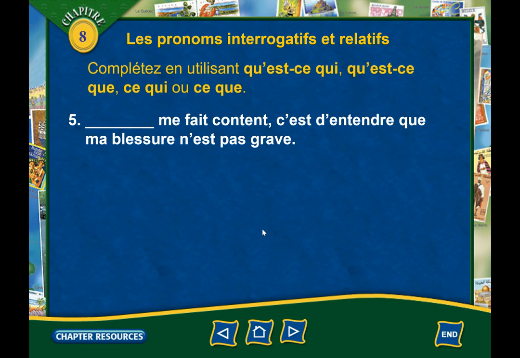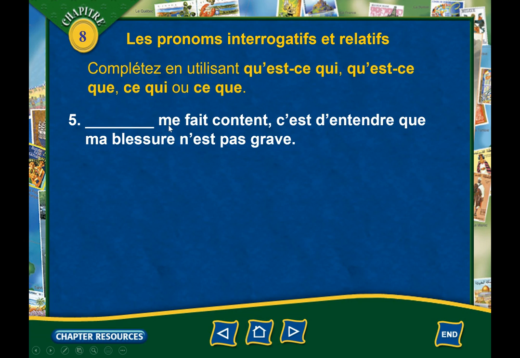All right, here is a little bit of a different situation because it looks different because we've got the beginning here, so you're thinking qu'est-ce qui, qu'est-ce que. But actually what we're doing is we're making a statement, we're not asking a question. So in this instance, we can use ce qui or ce que in the beginning. What we're going to say is, what makes me happy? It is to hear that my wound isn't serious. So the big question is, is it going to be ce qui or ce que?